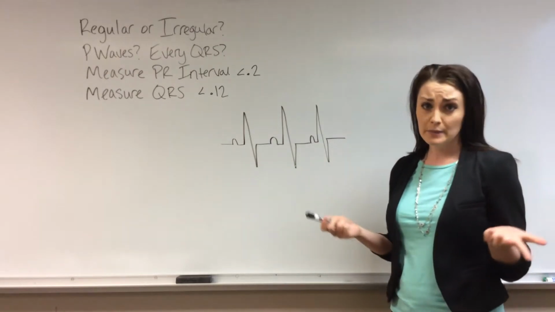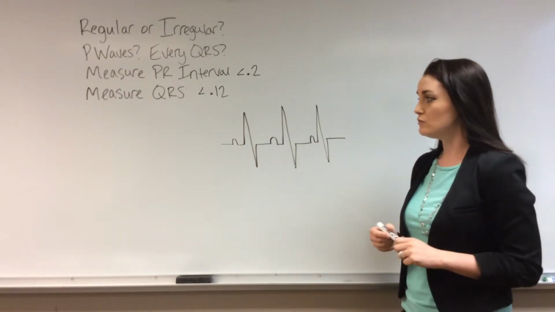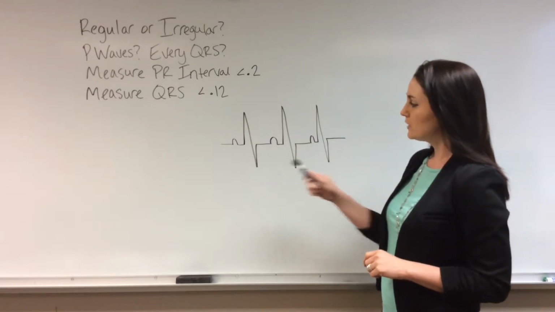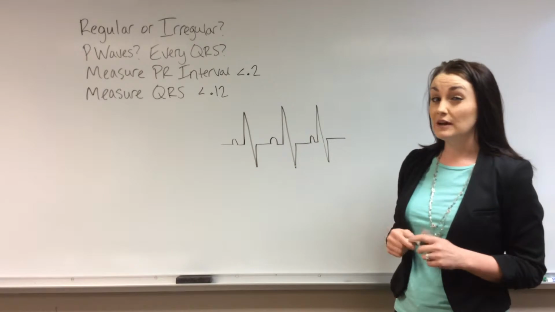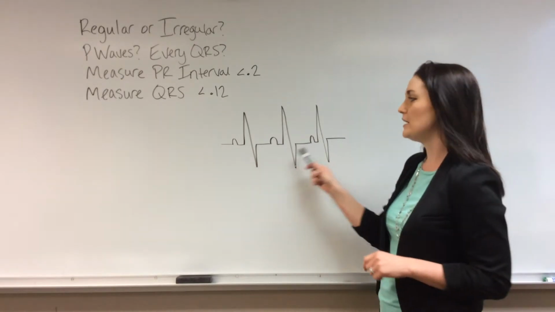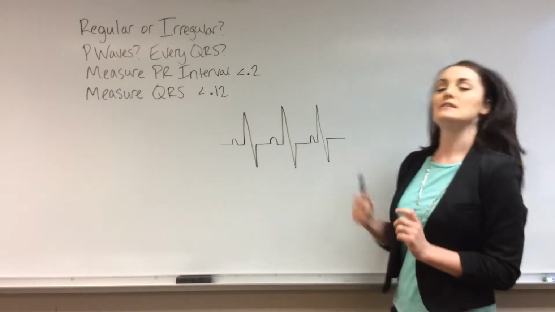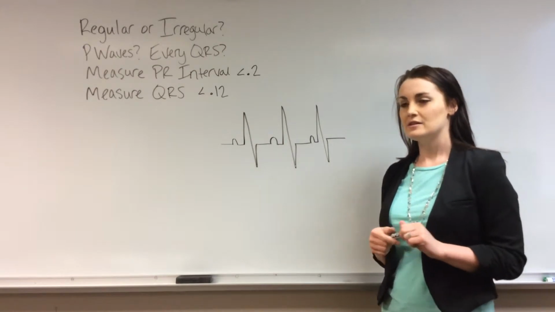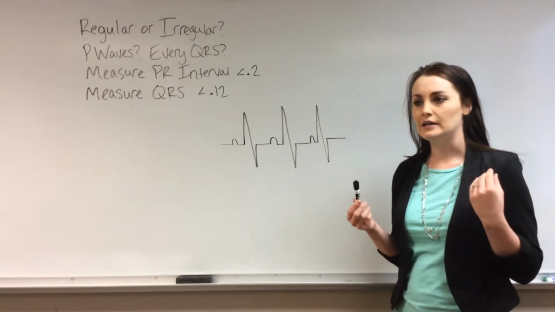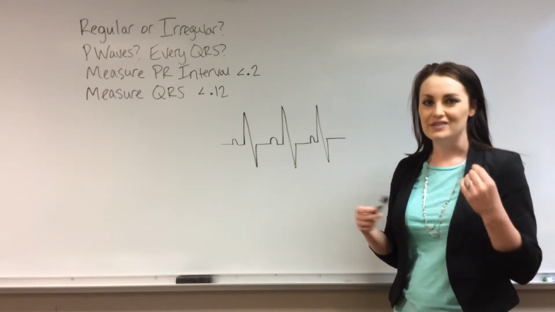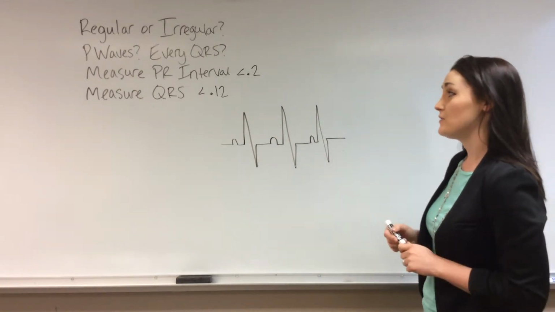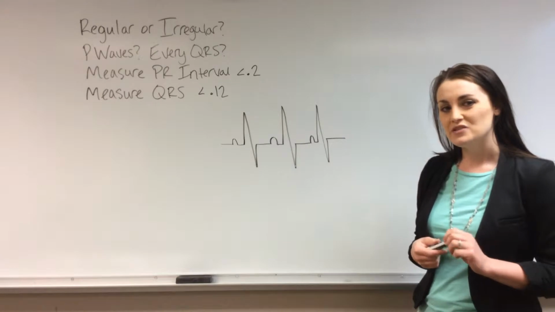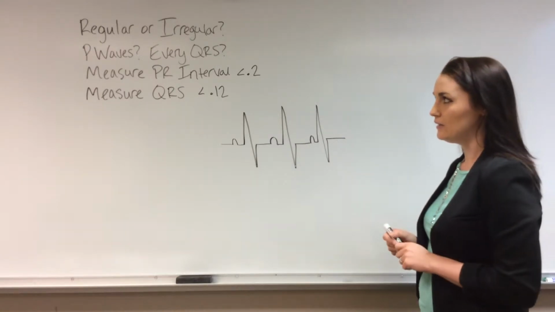Next, we look at, are there P waves? Yes or no? So we're looking at the rhythm. Yes, we have P waves. And then, is there one for every QRS? Yes, there is. If not, you're going to start thinking, okay, there's some kind of arrhythmia going on, and it's going to alert you to kind of further investigate it. So we have P waves for every QRS, and next would be to measure the PR interval.